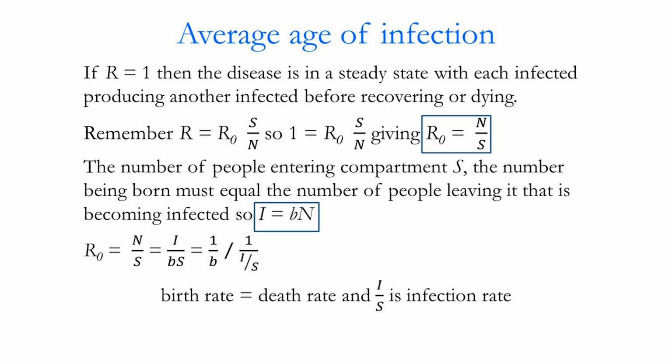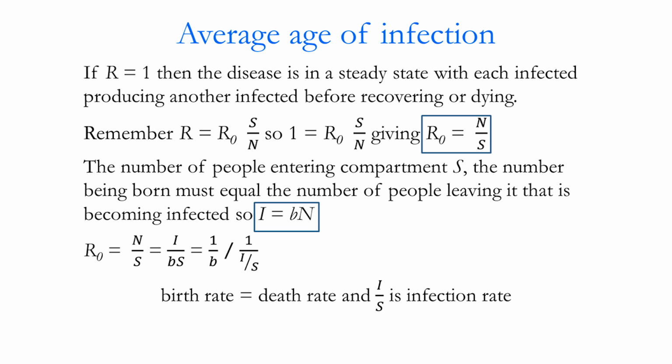And what I'm going to do now is to use that second relationship for N and put it into the first one. N is equal to I over B. So therefore R0, which from the first box is N over S, I now use the second box to substitute for N, and then I rewrite it in the slightly awkward way. I write N over S as 1 over BS, substituting for N, and I write that as 1 over B divided by 1 over I. This is I here for infected over S.